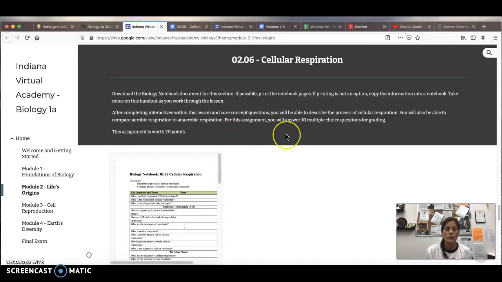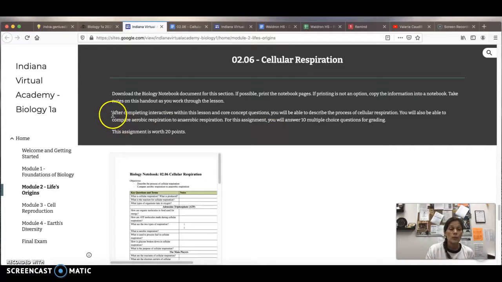So we'll read a very brief description here on what cellular respiration is about. First, download the biology notebook. If you can, print the pages. If printing's not an option, you can write it in a notebook. You can also make a copy of my Google Doc here for you as well and have electronic notes.